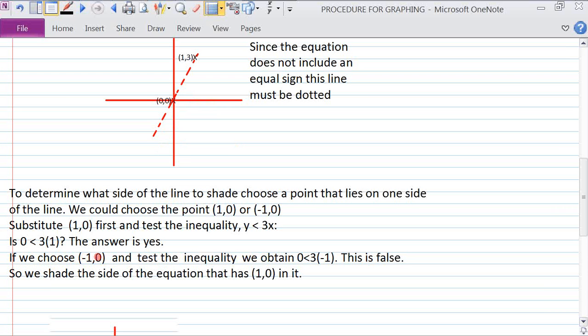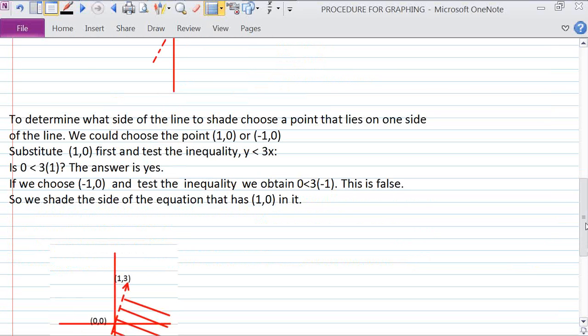Let's say I choose minus 1, 0, which lies on this side of the line. Minus 1, 0 would be roughly around here. So I'm going to put it into the inequality y less than 3x and ask, is 0 less than 3 times minus 1? And 0 is not less than minus 3. 3 times minus 1 is minus 3. 0 is greater than minus 3. So we're not going to shade with the point minus 1, 0 in the inequality.